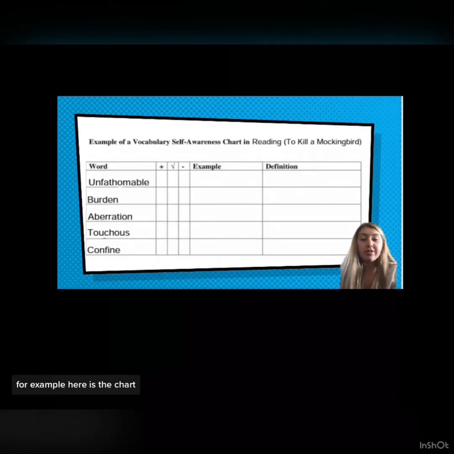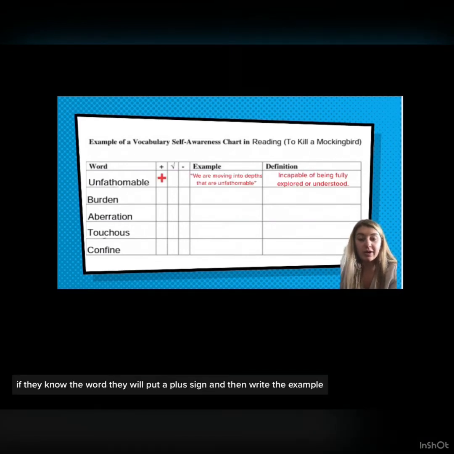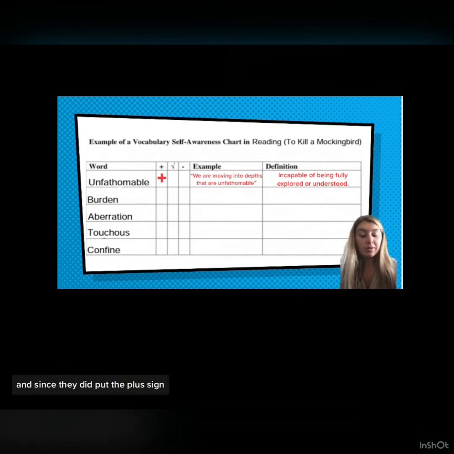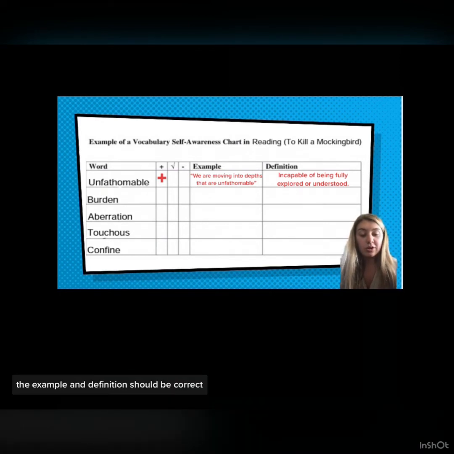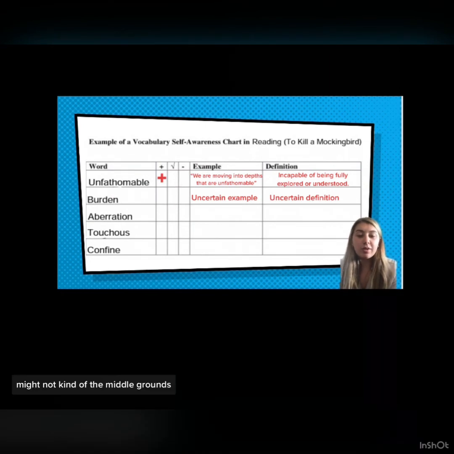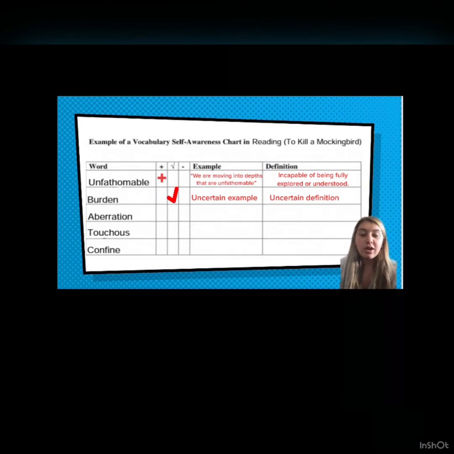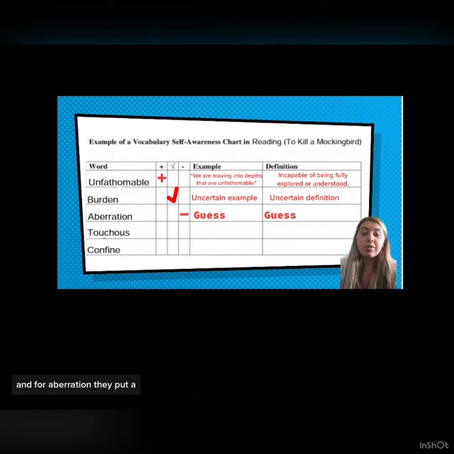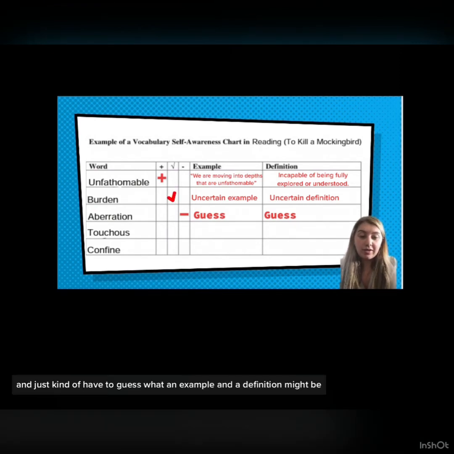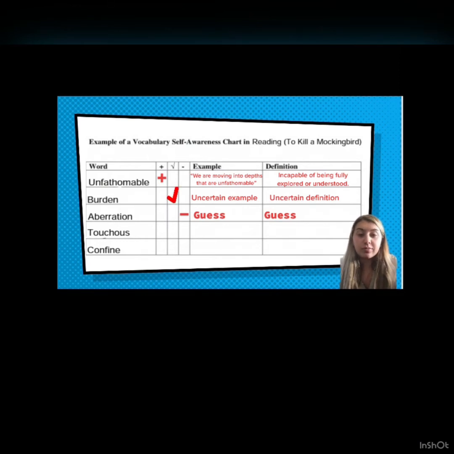For example, here is the chart, and for unfathomable, if they know the word, they will put a plus sign and then write the example and definition out. And since they did put the plus sign, the example and definition should be correct. For burden, this might be a check mark. They might know, might not, kind of the middle ground, so the example and definition might not be as solid as it should be. And for aberration, if they put a minus sign, they've never heard that word before and just kind of have to guess what an example and a definition might be.